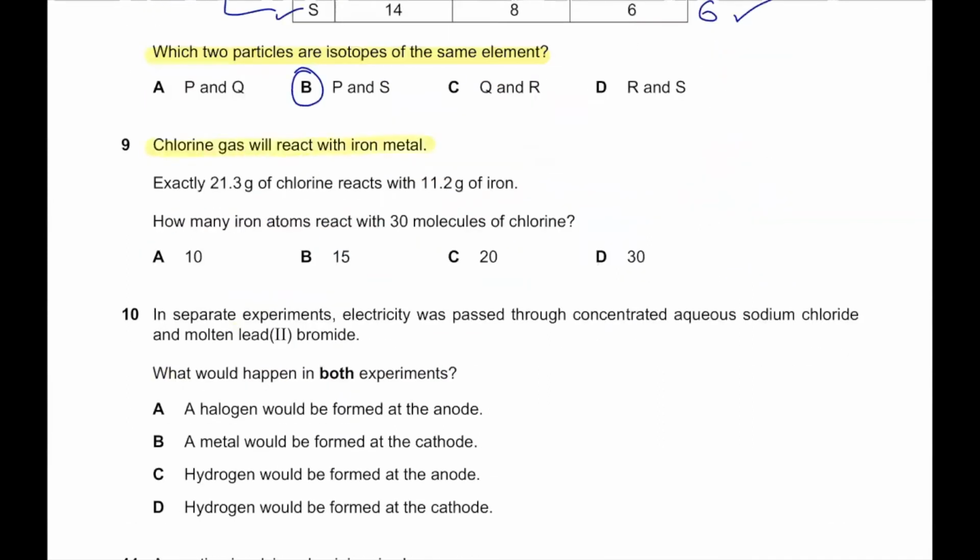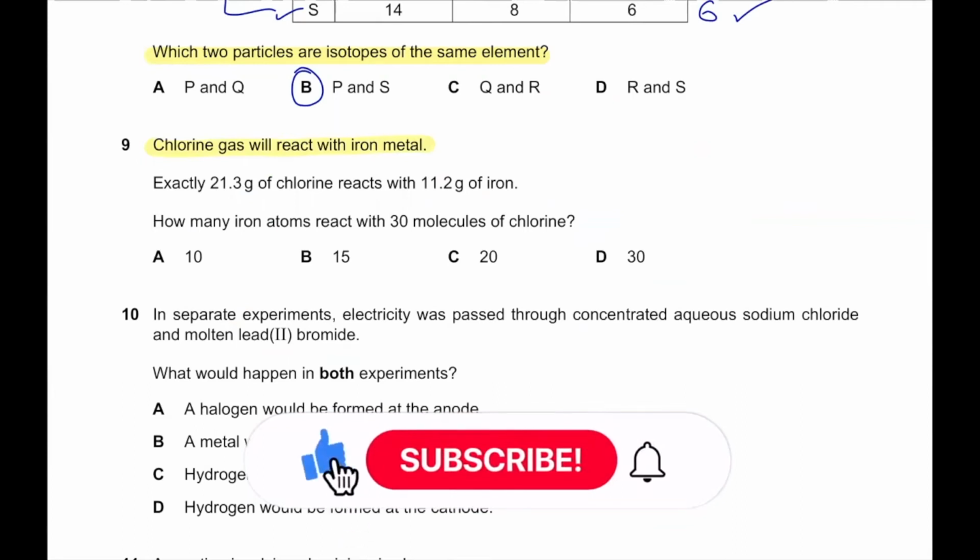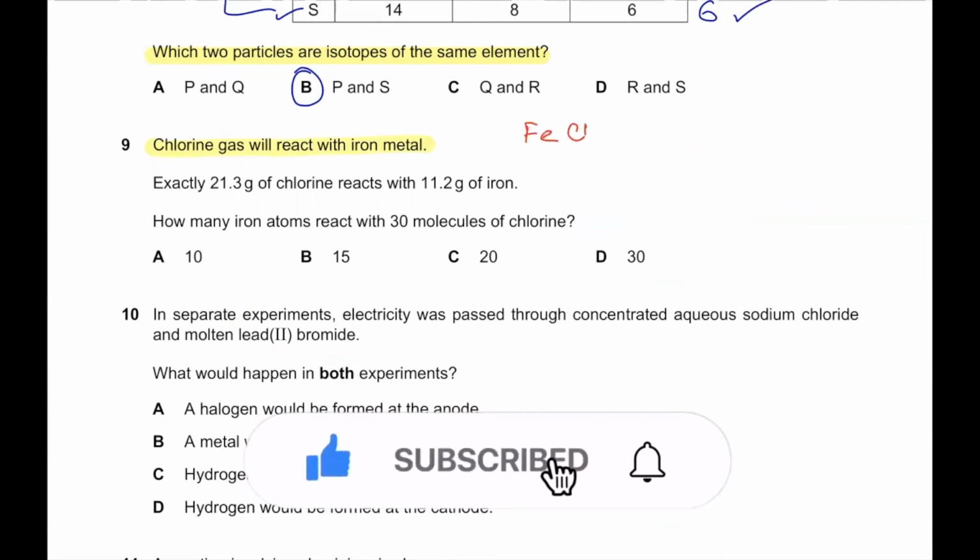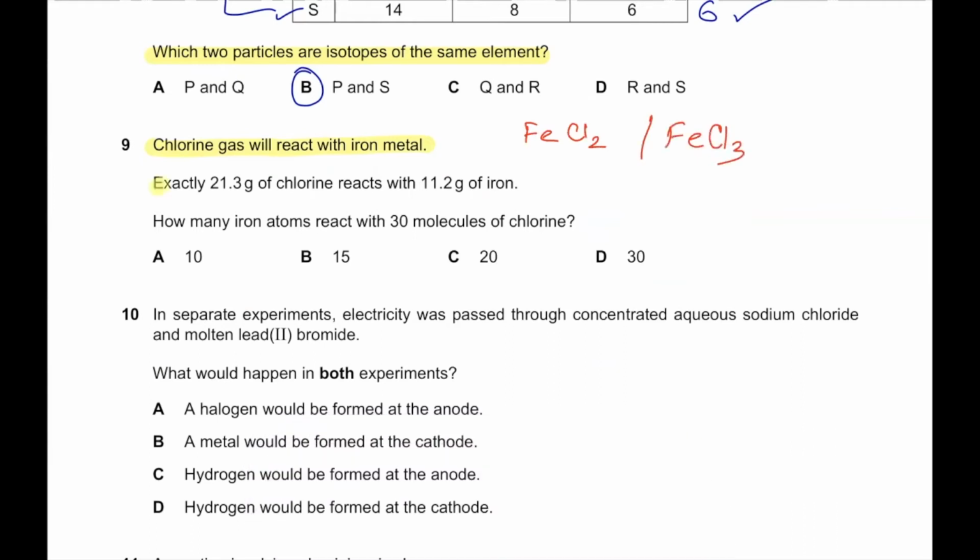Chlorine gas will react with iron metal. Okay, so chlorine gas does react with iron metal. According to what I know, it can form FeCl2 or it can form FeCl3. So the question says exactly 21.3 grams of chlorine reacted with 11.2 grams of iron. How many iron atoms reacted with 30 molecules of chlorine? Interesting, guys.